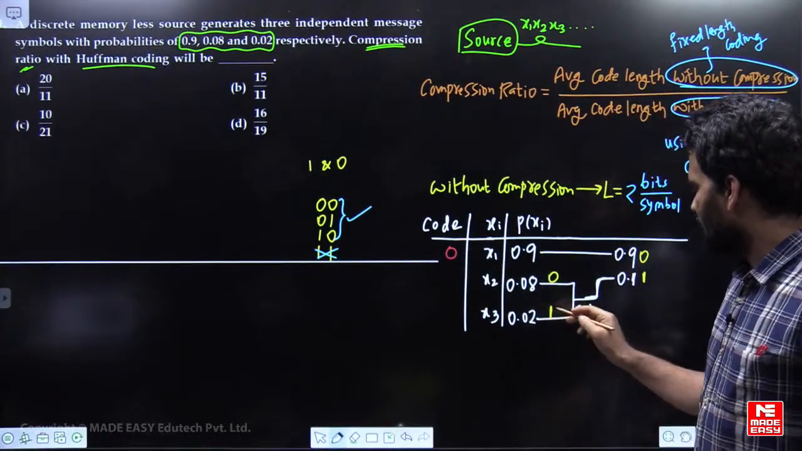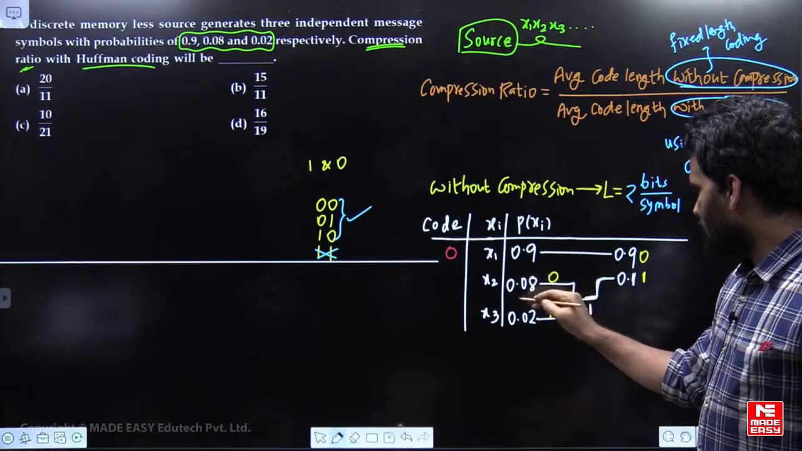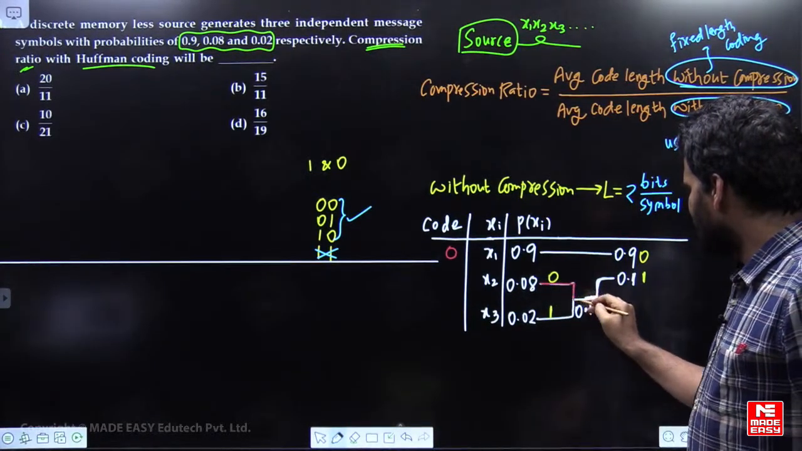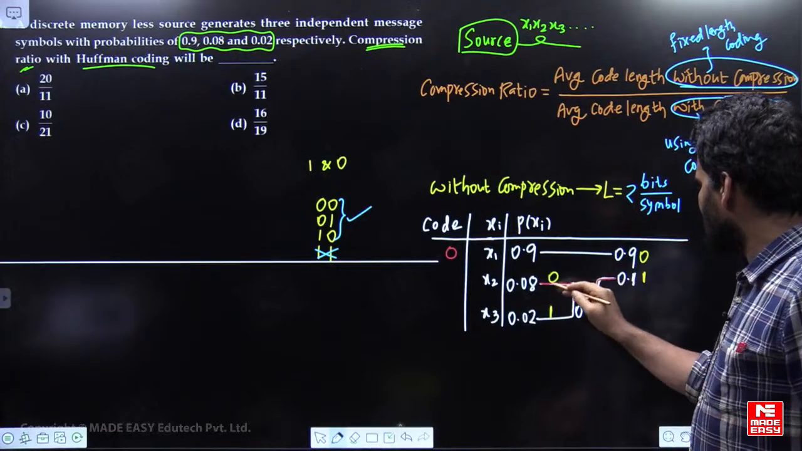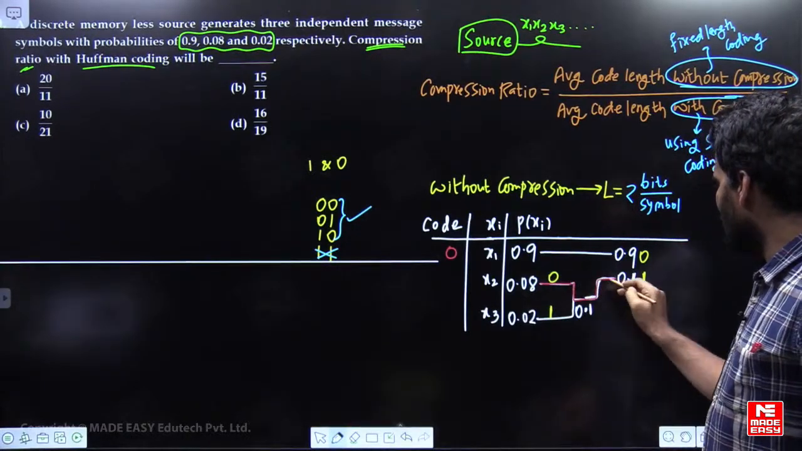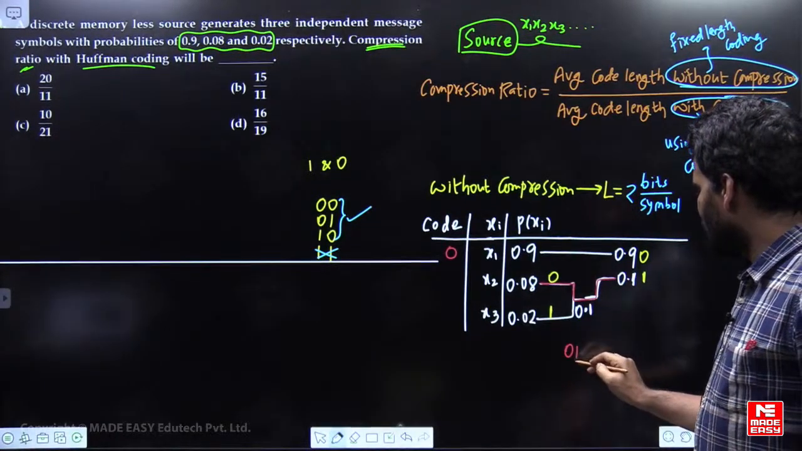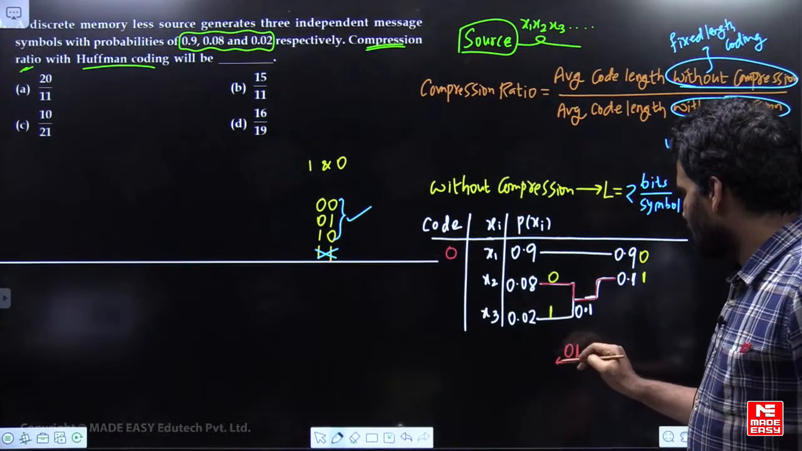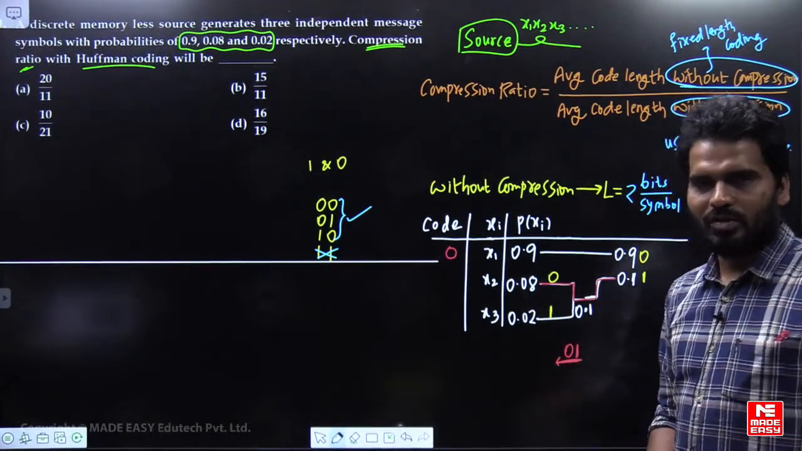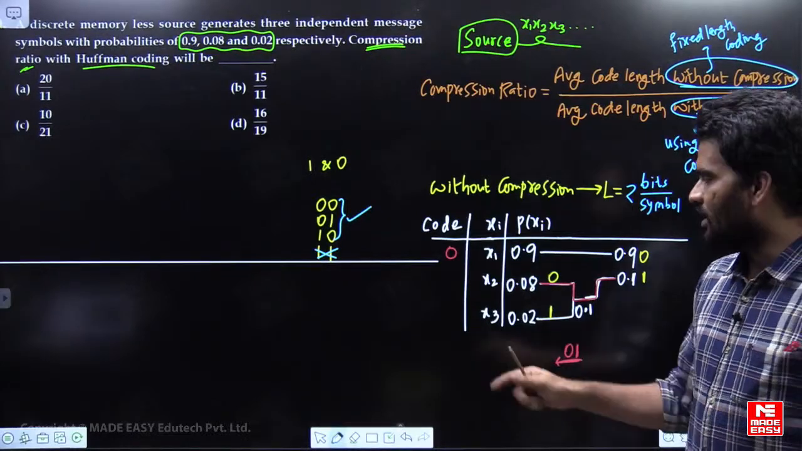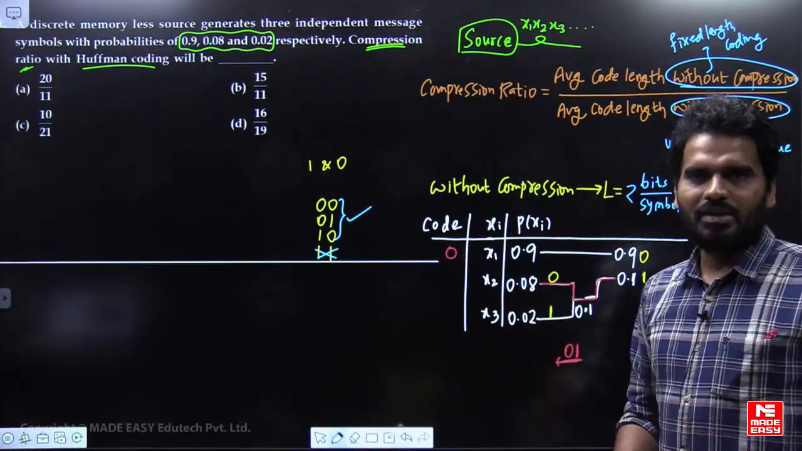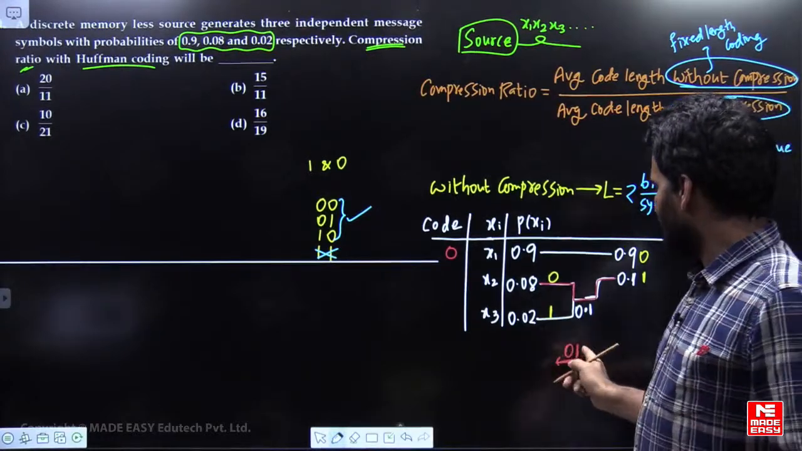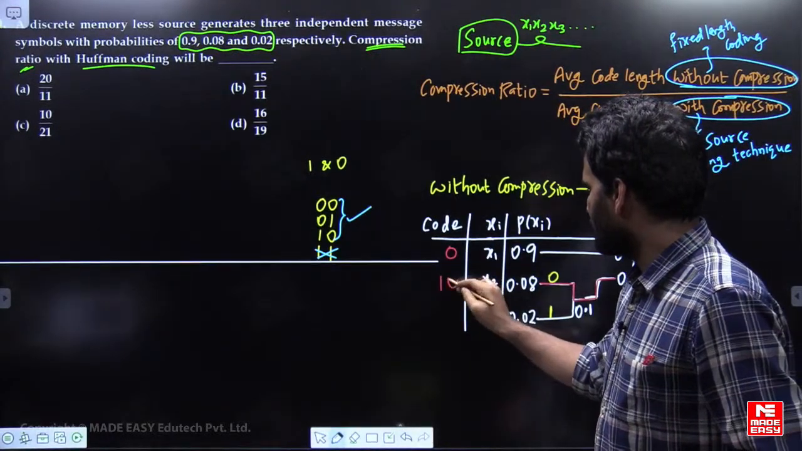What about x2? What is the code for x2? From this 0.08 try to reach the last step. In reaching the last step, what bits do you come across? 0 and 1. But you have to take this code in reverse order. That is a standard procedure we have to follow, to make this a prefix free code. If you take it in reverse order, this is 1 0.